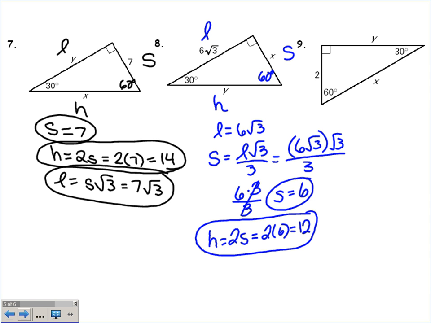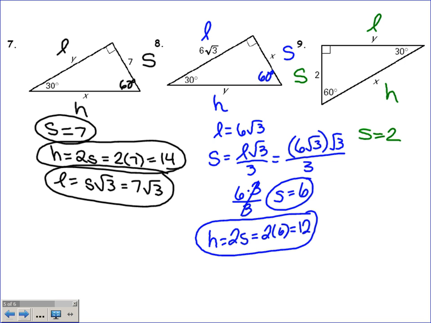Sierra, number 9. Are there any missing angles? No. What side is across from 30 degrees? The short side. What side's across from 90? Hypotenuse. What's across from 60? Long. Okay. What side did they give us? The short. Okay, so short equals 2.